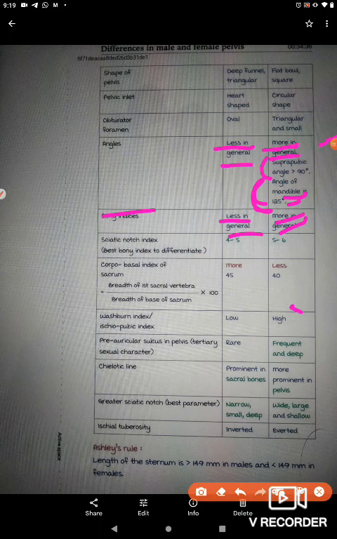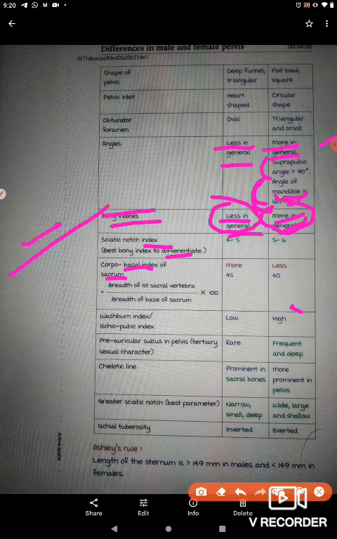So what all we have seen is that body indices are less in general in the male and more in the female. Sciatic notch index is the best bony index to differentiate. It is more in the female, 5 to 6 in the female. Carpobasal index is the only index that is more in the male.